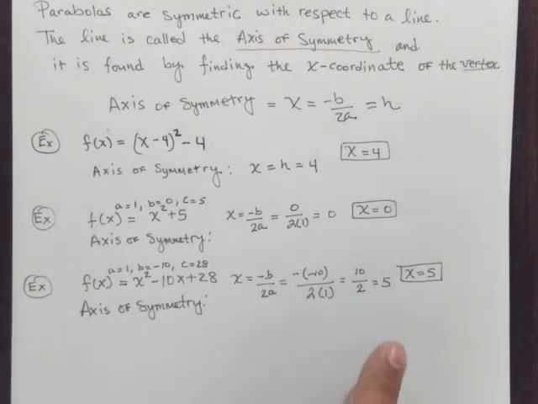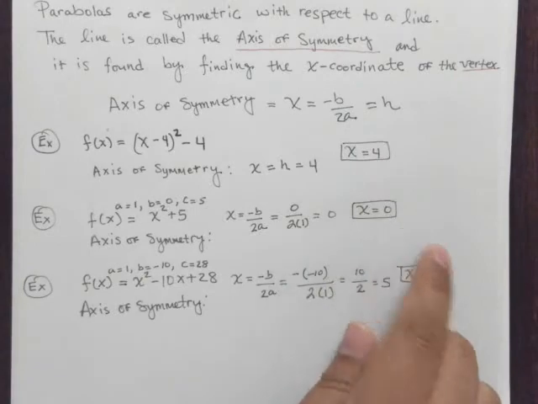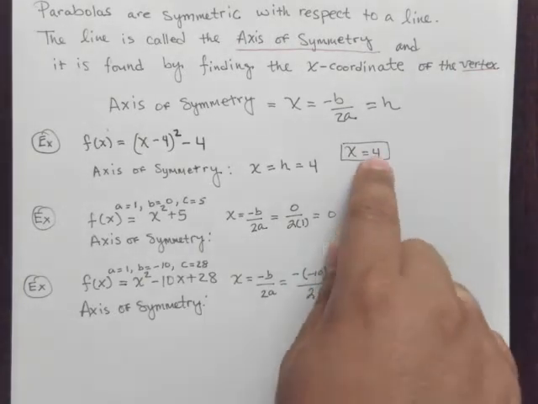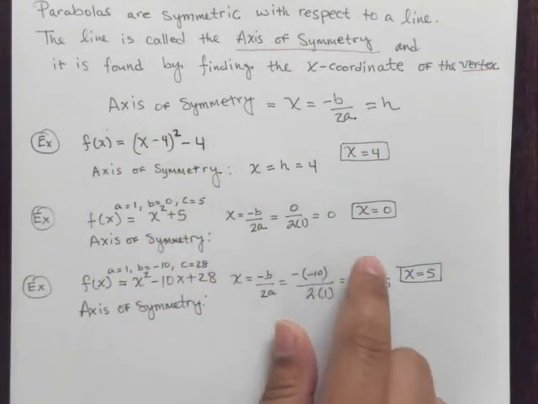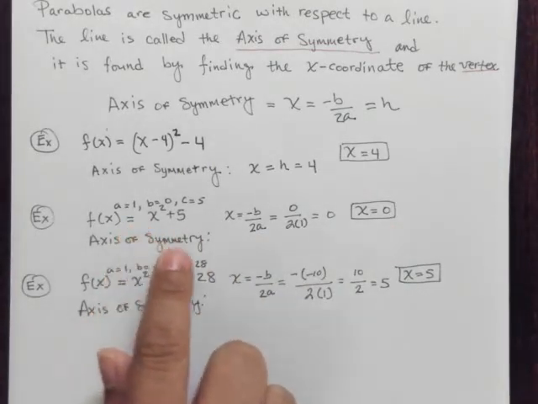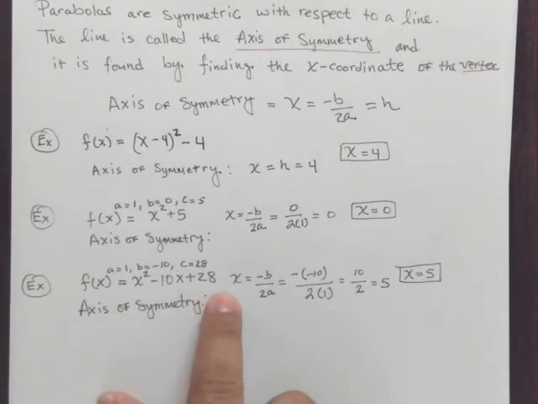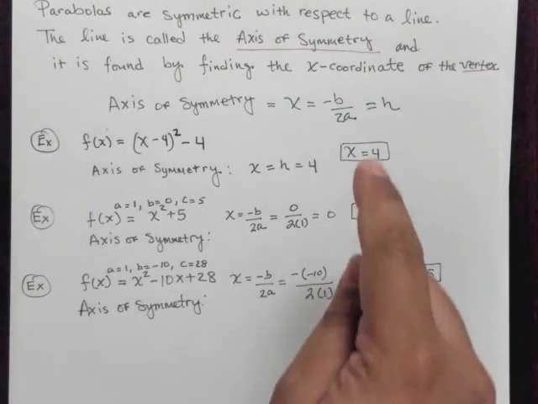To find the vertex, you're just missing the y-coordinate. What you do is take the 4 and plug it into the original function, take the 0 and plug it into the original function, and take the 5 and plug it into the original function. That'll give you the y-coordinate for the vertex, since we've already got the x-coordinate.